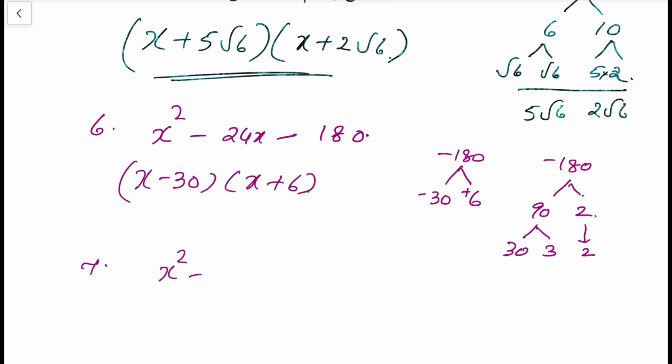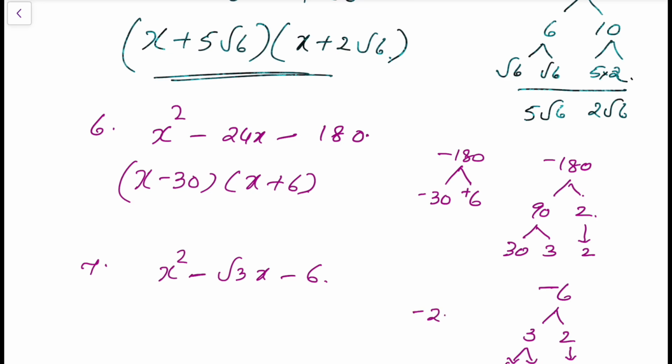Next is x squared minus root 3x minus 6. So, 6 can be written as 3 into 2. So, root 3 you have, so convert this as root 3 into root 3. And then you have 2. So, it is minus root 3 and minus 6. So, you will write this as minus 2 root 3.